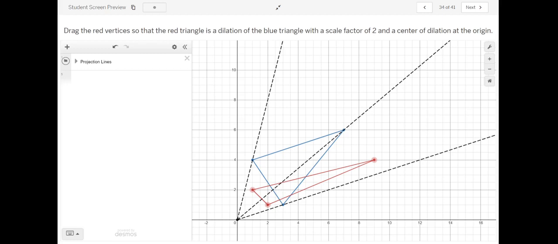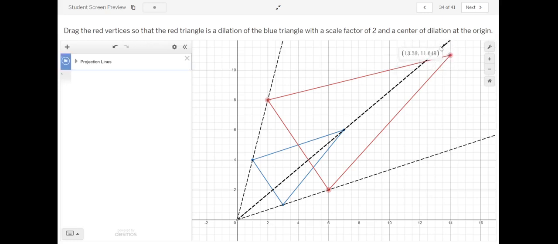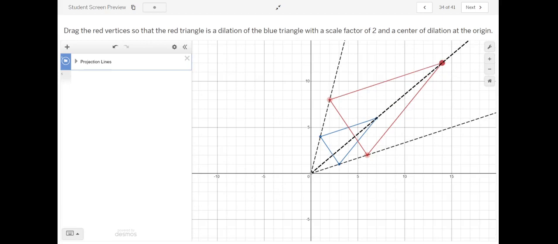Drag the vertices so that the red triangle is the dilation of the blue one with a scale factor of 2. So we're going to go twice as far. So we want to go 4 to the right. That means it has to be there. This one was 3, so we want to go 6. And then this one was 7, so I want to go to 14. Way up there. Oh, it's not letting me get up there. There we go. Okay, so that would be a scale factor of 2.